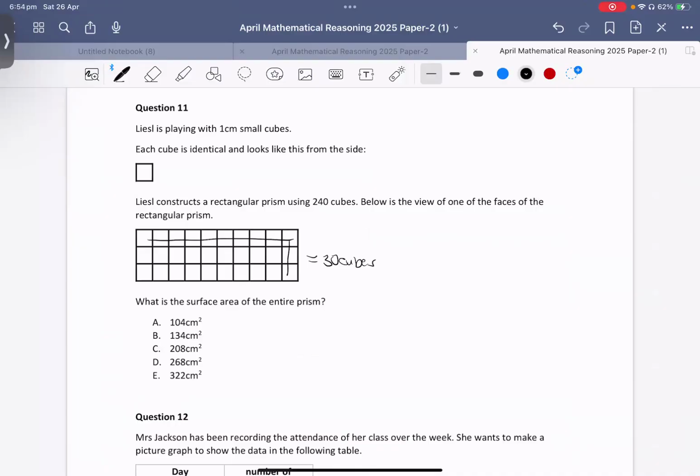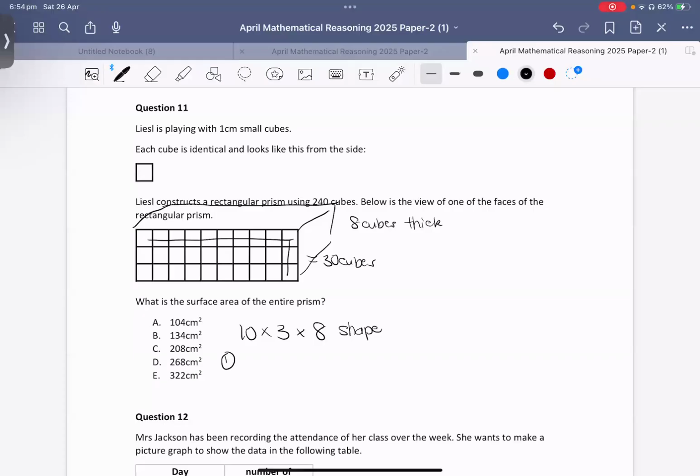And that means that if we have 240 cubes altogether, it must have been something that is 8 cubes thick, or the width of it is 8 cubes. Okay, so that's how we can get to 240, right? If this layer is 8 layers thick. So if we have a think about it, that means this is a 10 by 3 by 8 shape. So to work out the surface area, we just have to go step by step by step.